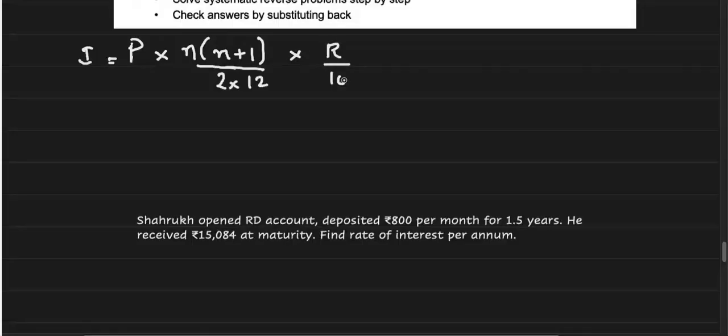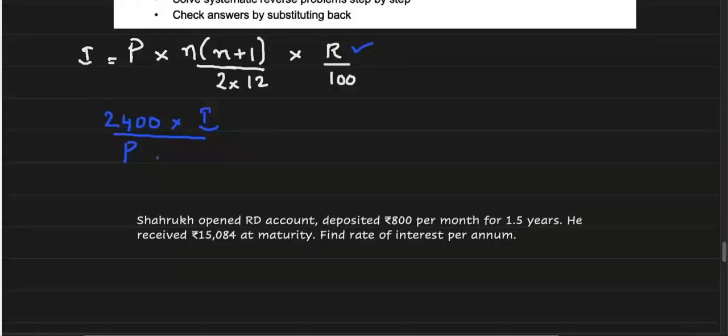R by 100 is something we are finding out, the rate of interest. Rest everything will be given. So if such a problem is given, you keep R here only, and send everything else to the other side. 2 into 12 into 100 is 24 into 100, so 2400 goes up: 2400 multiplied by I. P is in multiplication here, so it will come in division; the numerator becomes the denominator.